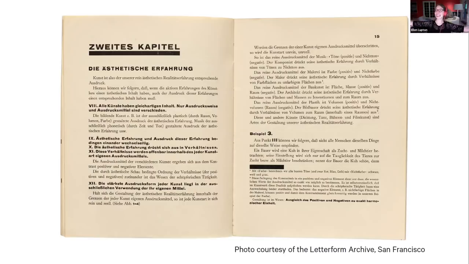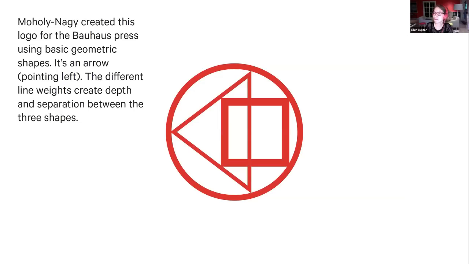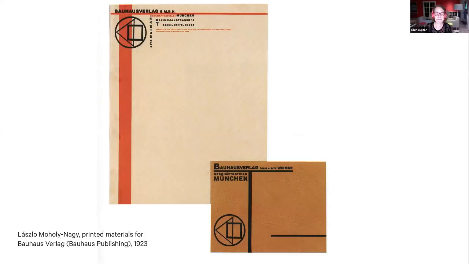You just do it, right? And this became one of the most influential series of books in the history of modern art. And he branded the press. This is his logo for the Bauhaus Press. It's a circle, square, triangle, pointing left. And they put that on all kinds of bills and postcards and stuff.